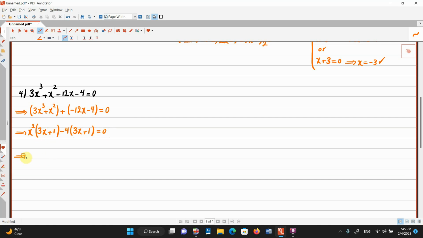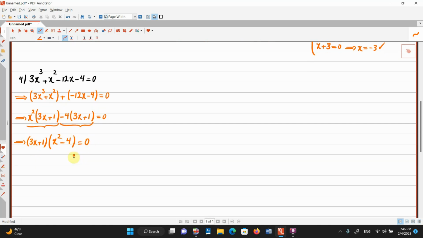And as you see, in this term and this term, the parentheses 3x plus 1 is in common. You can factor out that common part. If you take out this common part from the first term, you will have x squared. And from the second term, just negative 4 remains. And the result equals 0.